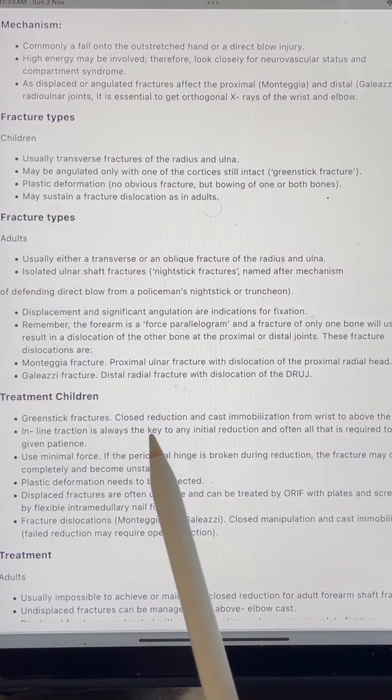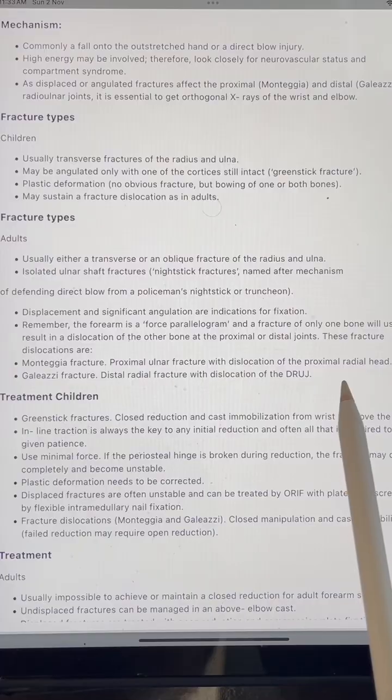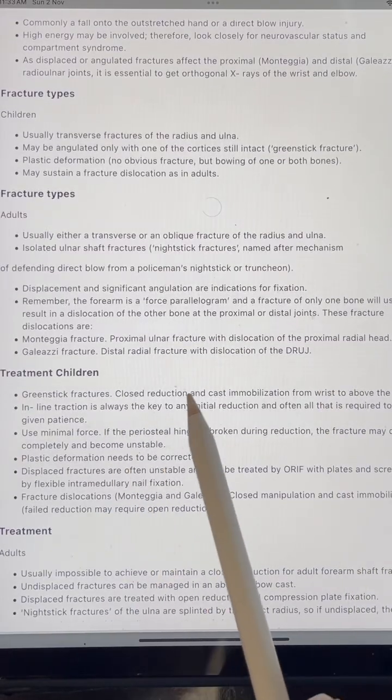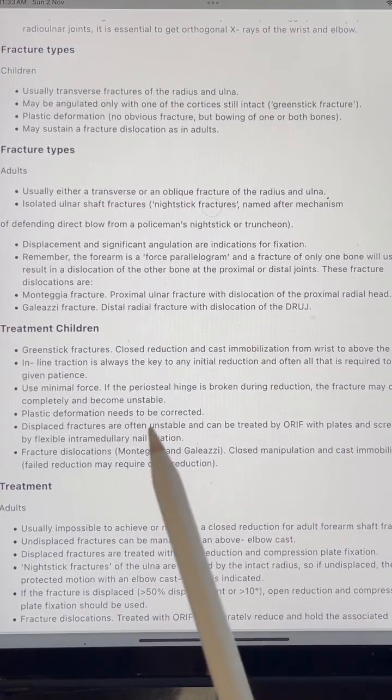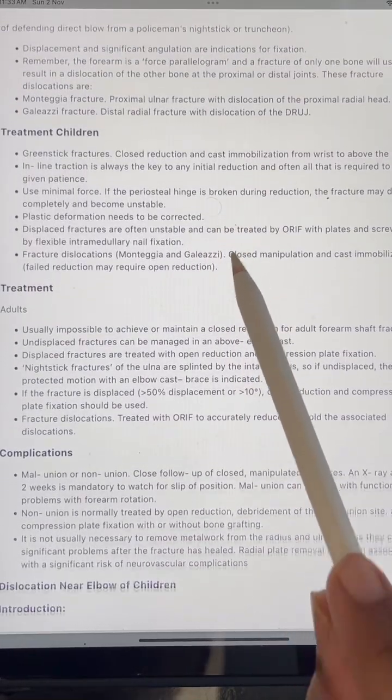These fracture dislocations are Monteggia, a proximal ulnar fracture with dislocation of the proximal radial joint, and Galeazzi, a distal radial fracture with dislocation of the distal radioulnar joint. So what is a greenstick fracture?